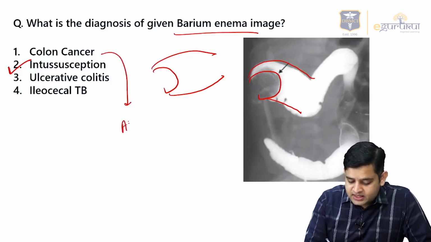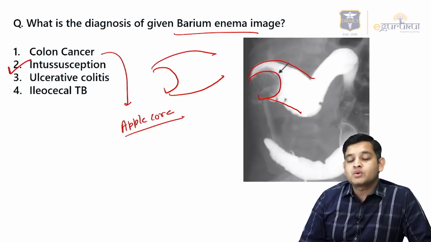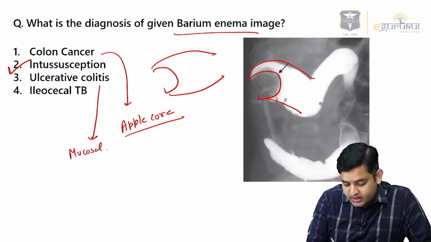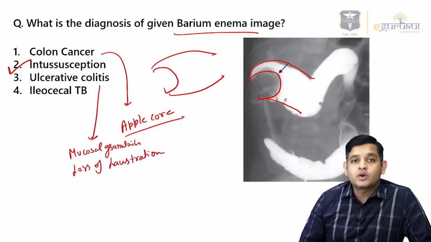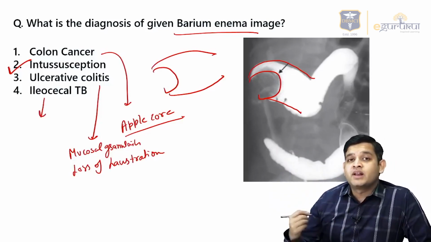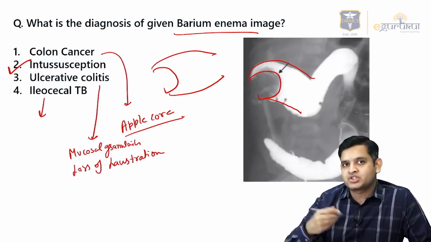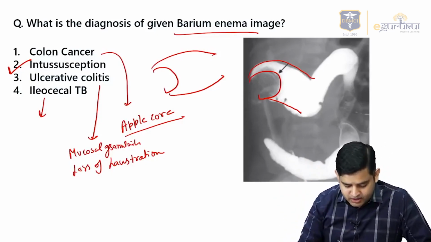Colon cancer classically gives an apple core appearance, whereas ulcerative colitis shows mucosal granularity to begin with, and then loss of haustration. Whereas ileocecal TB will be seen at the ileocecal level, and there are a lot of signs like the Fleischner sign, a purse string appearance, and a pulled up cecum. All these are the important features of ileocecal TB.